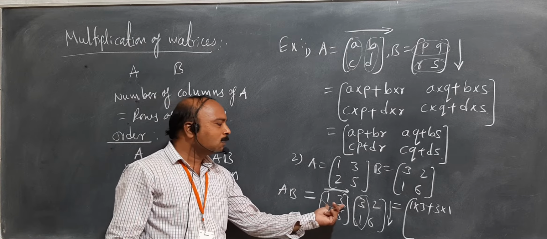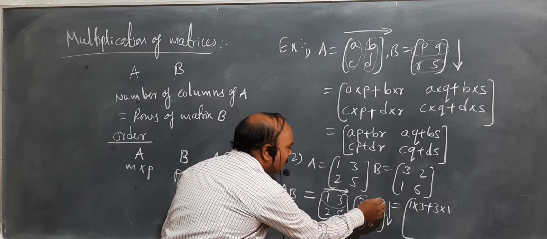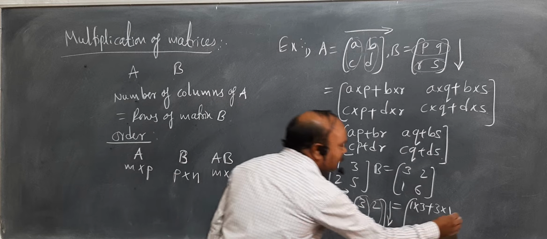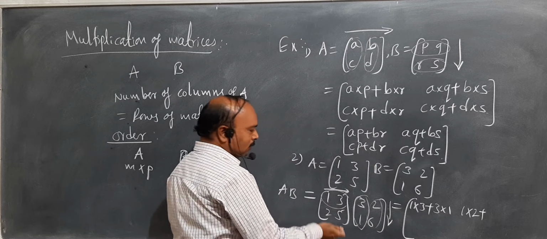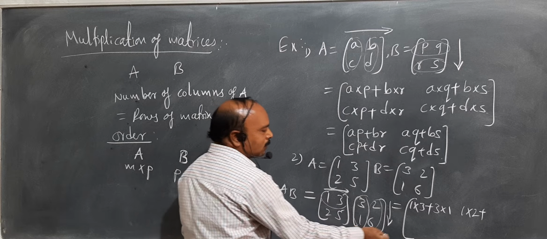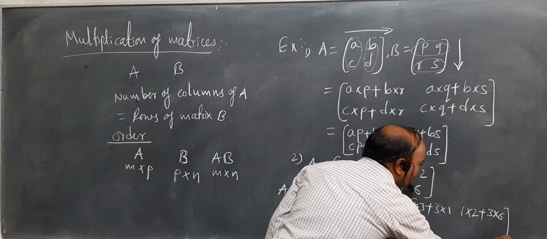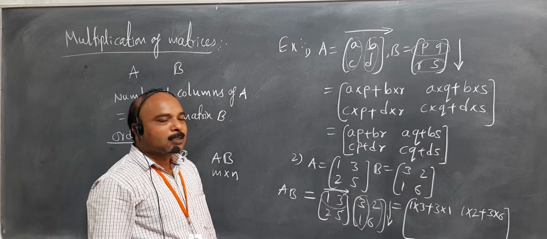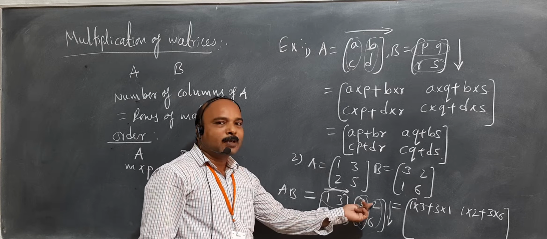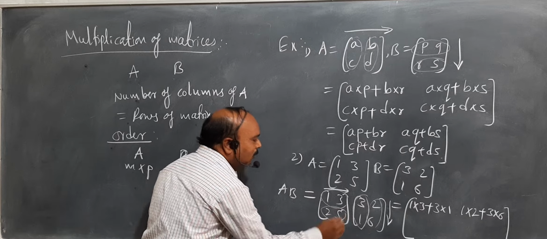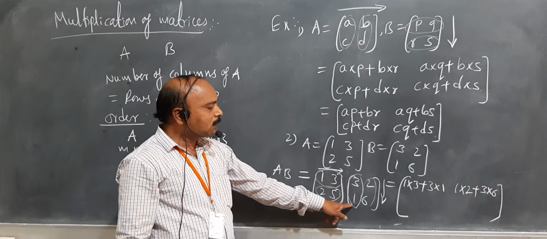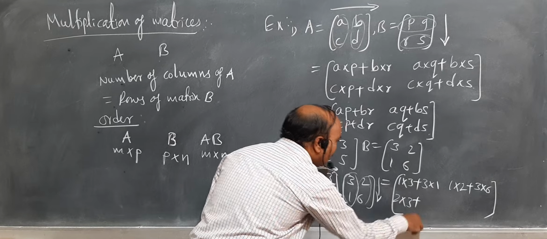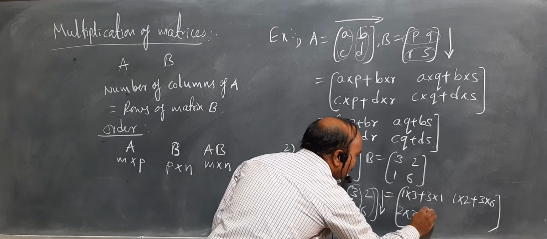Next we go for first row with second column. Second column elements are 2 and 6. For that, first you multiply 1 with 2. 1 into 2 plus this 3 is multiplied with 6, 3 into 6. Now first row, second column is completed. It is the second element. Next we go for second row with first column. Second row elements are 2, 5 and first column elements are 3, 1. Therefore we multiply 2 with 3 first. 2 into 3 plus 5 into 1.